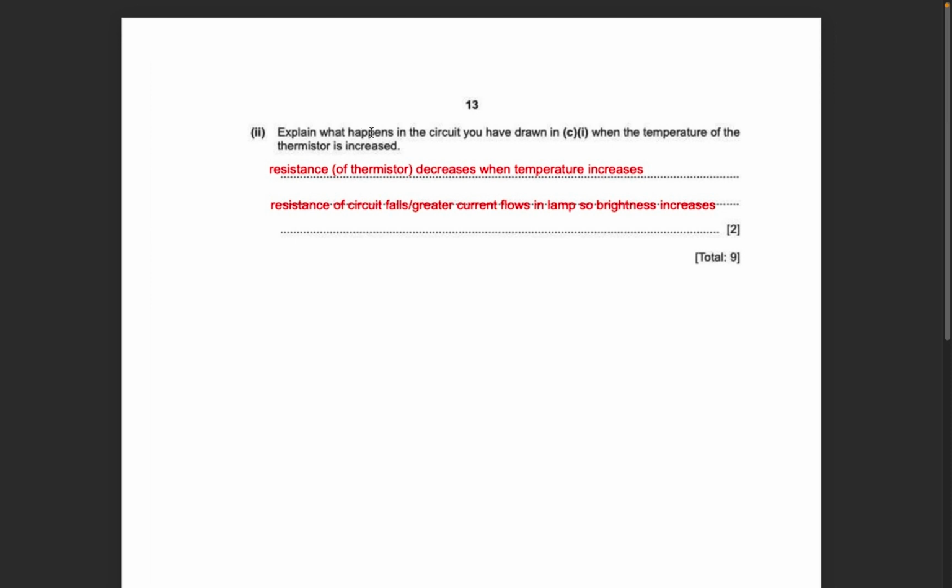C ii. Explain what happens in the circuit you have drawn in C i when the temperature of the thermistor is increased. You know the relation between the temperature of the thermistor and its resistance. The resistance of a thermistor decreases when the temperature increases; they are inversely proportional. The resistance of the circuit falls, so a greater current flows in the lamp, so the brightness increases.